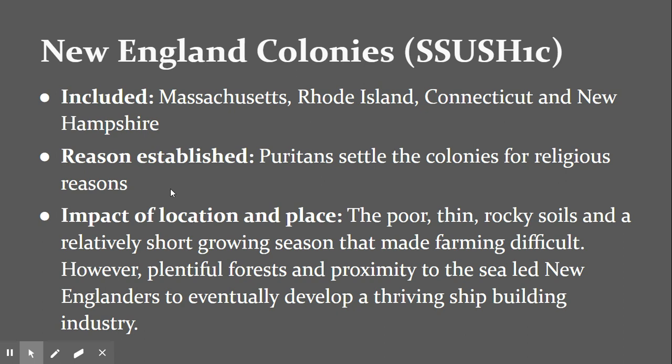So the impact of location and place: the poor, thin, rocky soils, like I already told you, and a relatively short growing season made farming difficult. However, plentiful forest and proximity to the sea led New Englanders to eventually develop a thriving shipbuilding industry. Who do you think they're building the ships for? Great Britain, obviously. Because they had a lot of trees they could cut, they could now build ports as well as massive shipyards.